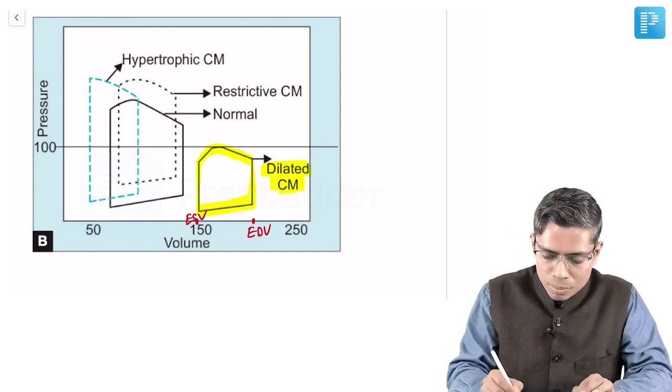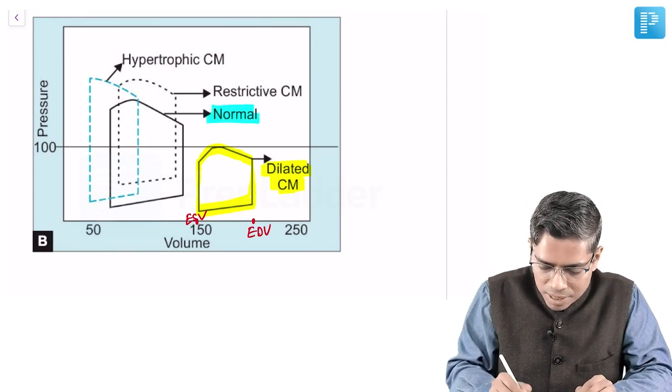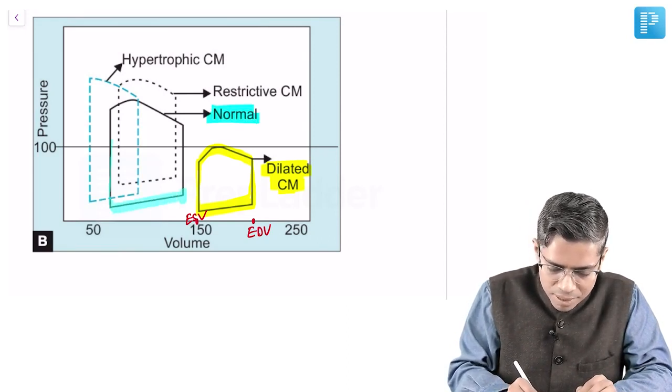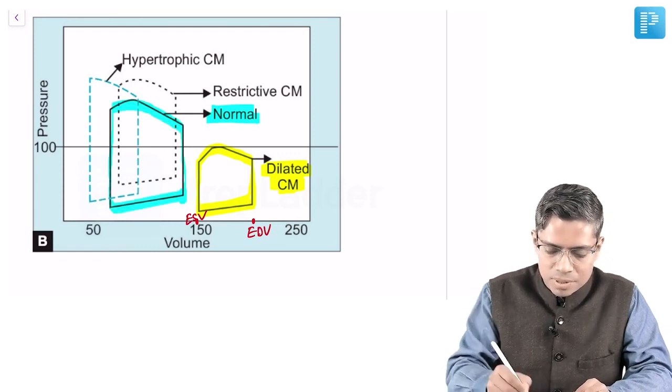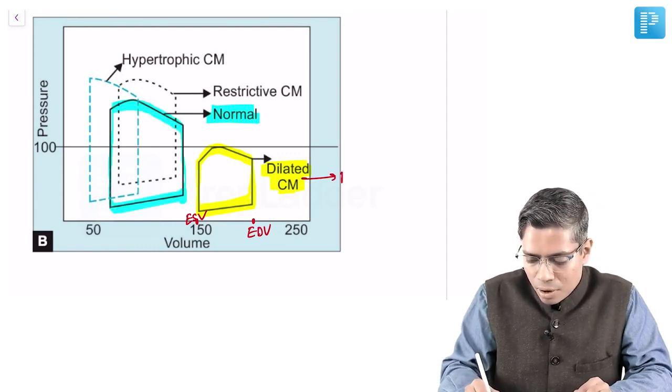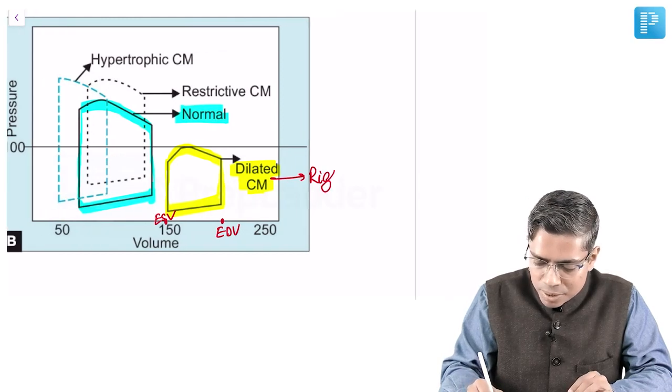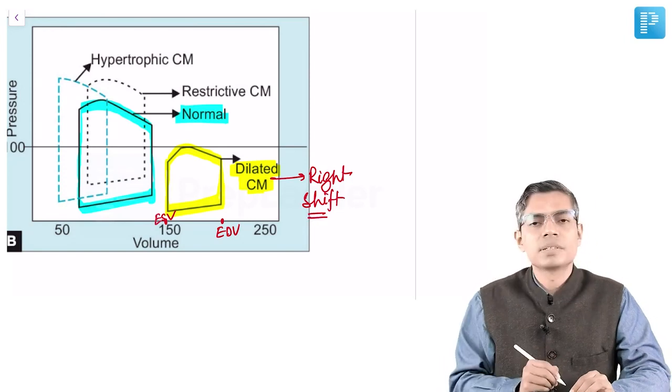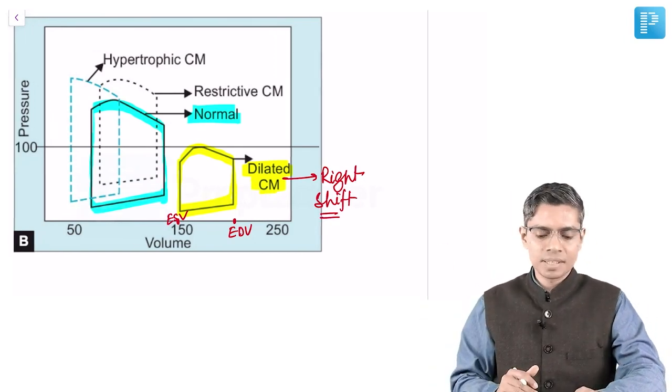So first you look at the normal curve. This is your normal curve, right? You can find it here. It is very far from the normal curve, and this kind of shift is typical of a right shift. So I have to remember, dilated cardiomyopathy means there is a right shift, hugely right shifted.